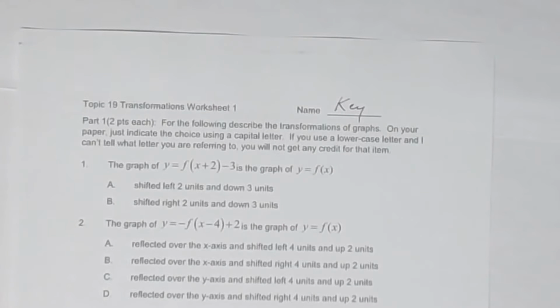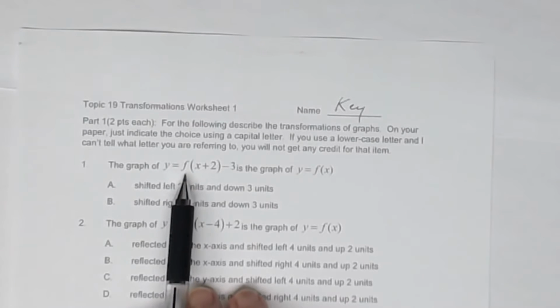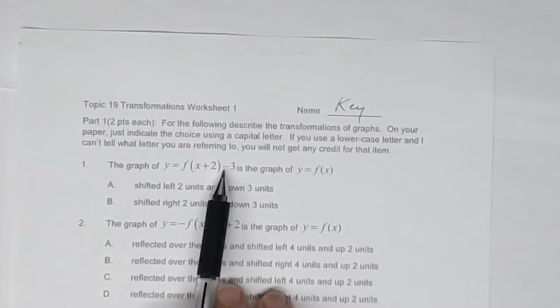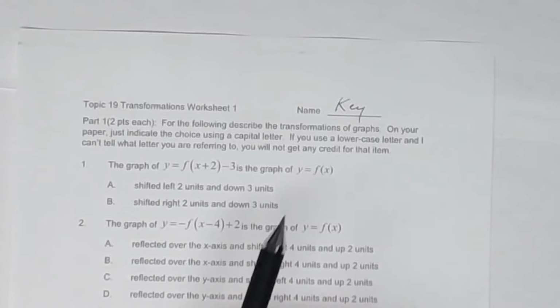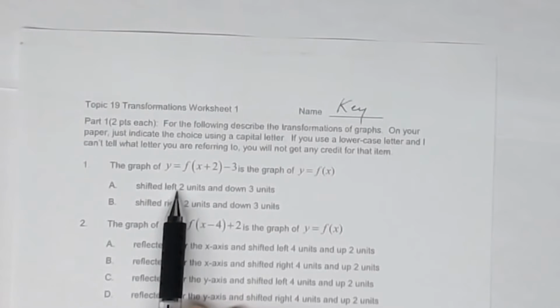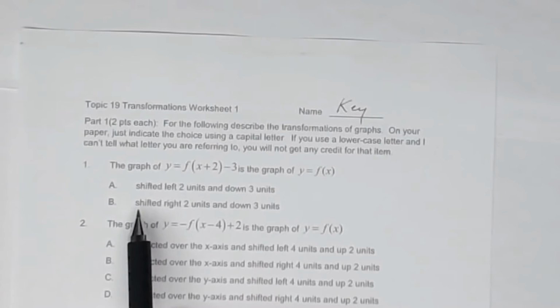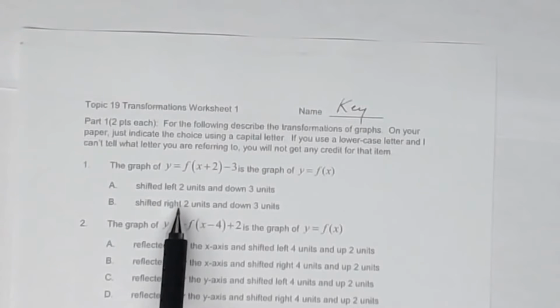This is a key to the transformations worksheet number 1. So number 1, it says the graph of y equals f of x plus 2 minus 3 is a graph of f of x shifted to the left 2 units and down 3 units, or is it B, shifted to the right 2 units and down 3 units?